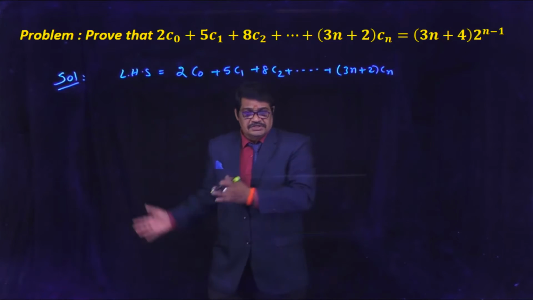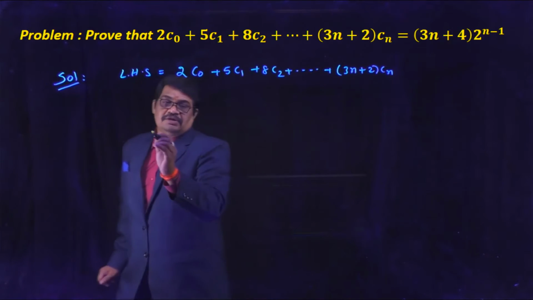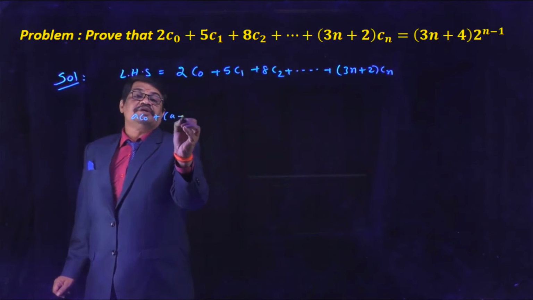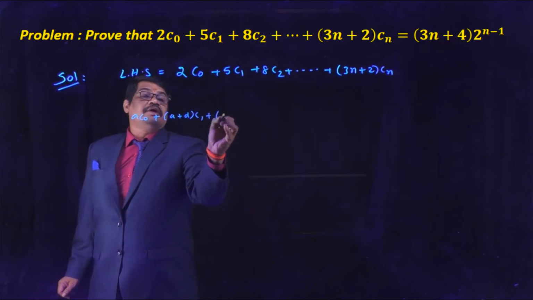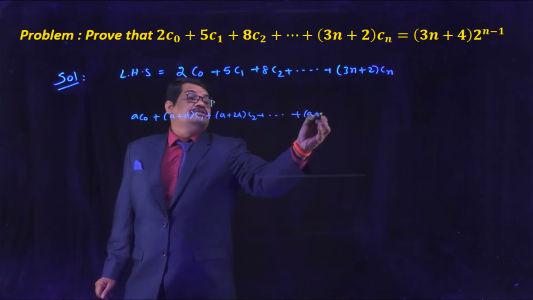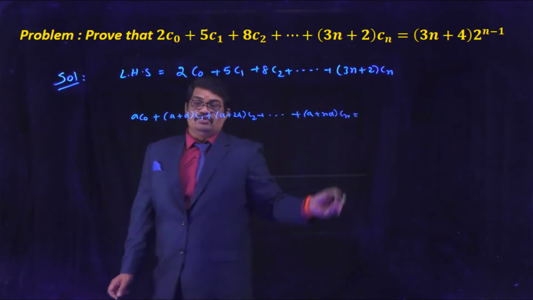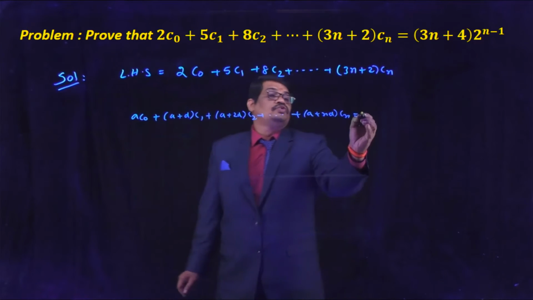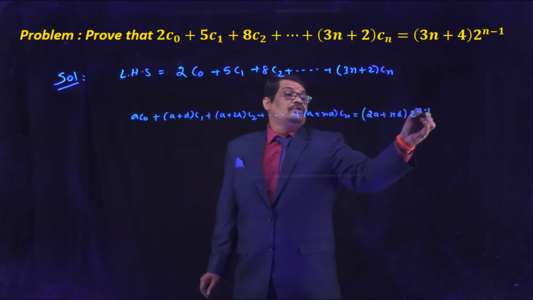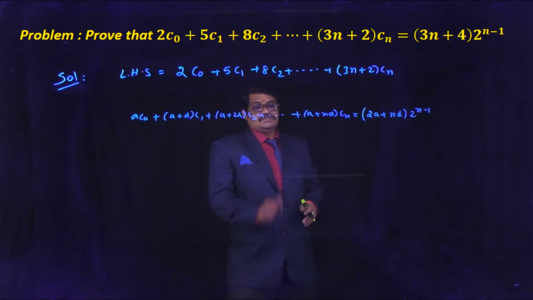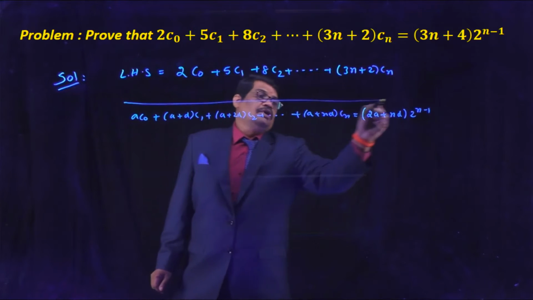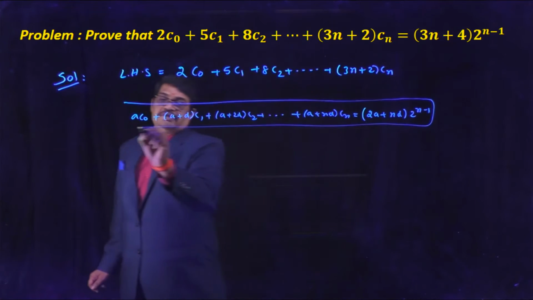Now we are discussing the formula. What is the formula? A C0 plus (A plus D) C1, (A plus 2D) C2 and so on, (A plus ND) Cn is equal to (2A plus ND) into 2 to the power of n minus 1. This is the formula we discussed in the last class.